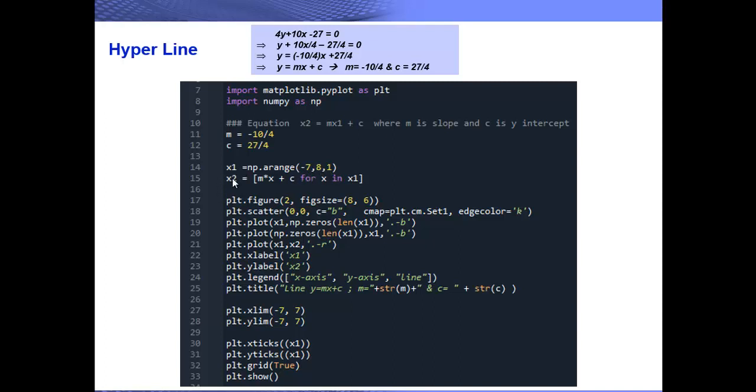So we got x1 points on the x-axis, and x2, or the y, is calculated from whatever was the element in x1. So just pull out that element one by one. So one element x from x1, and the operation to be done on this x is m into x plus c, and we will get the x2 values.